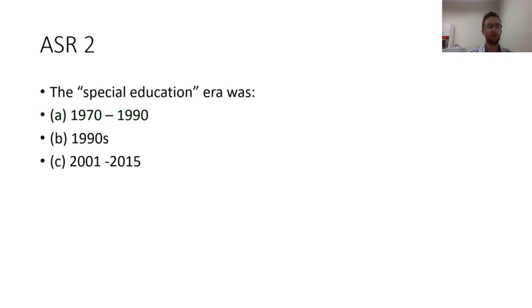ASR 2. The special education era was A, 1970 to 1990, B, 1990s, or C, 2001 to 2015. Give it a few more seconds. All right, I'll close the poll, and the answer here is C, 2001 to 2015. ASR 3. The social and leisure skills era was A, 1970 to 1990, B, 1990s, or C, 2001 to 2015.